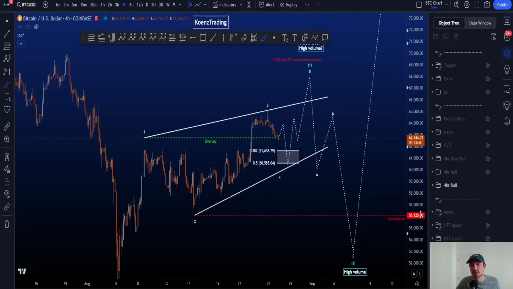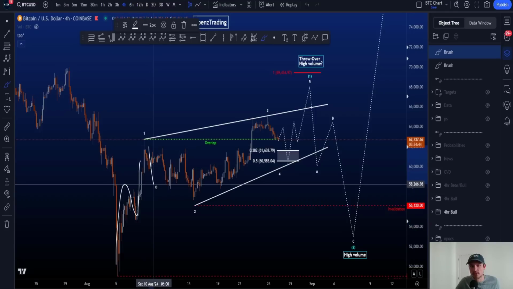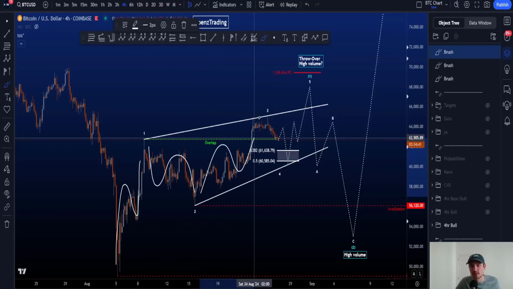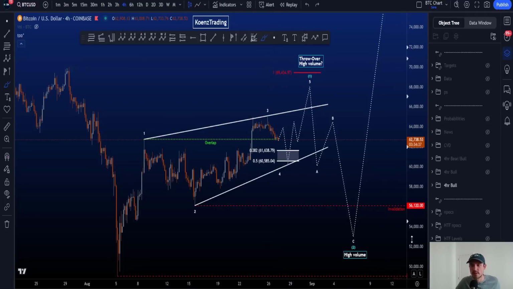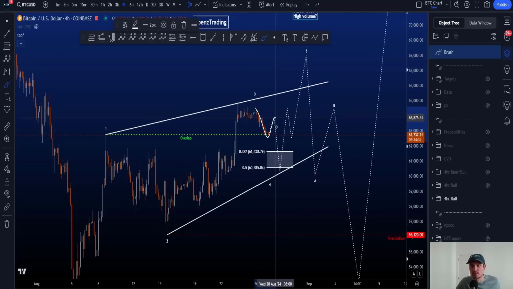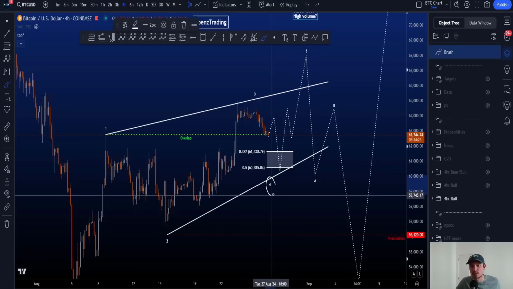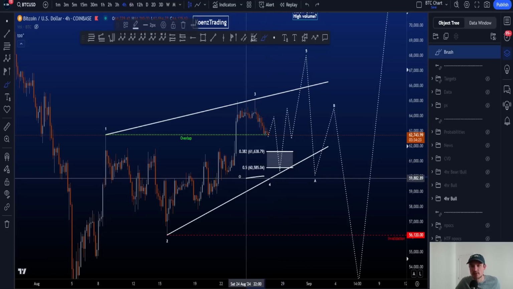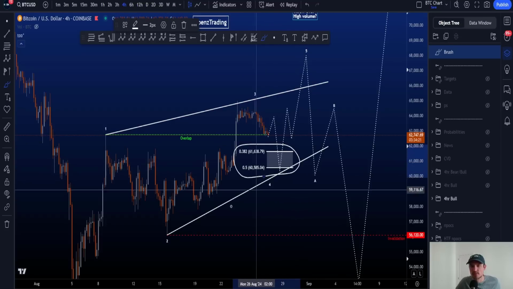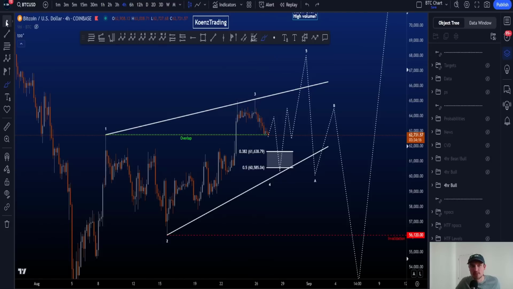Now what is important is that in this particular leading diagonal, we are looking for 3-wave zigzag family structures in wave 1, 2, 3, 4 and also in wave 5. Meaning that in this wave 4, we preferably see a 3-wave structure to the downside and not a straight line towards the downside. A common target for your wave 4 in a leading diagonal is the 0.382 to the 0.5 Fibonacci taken from the low to the high of your wave 3.